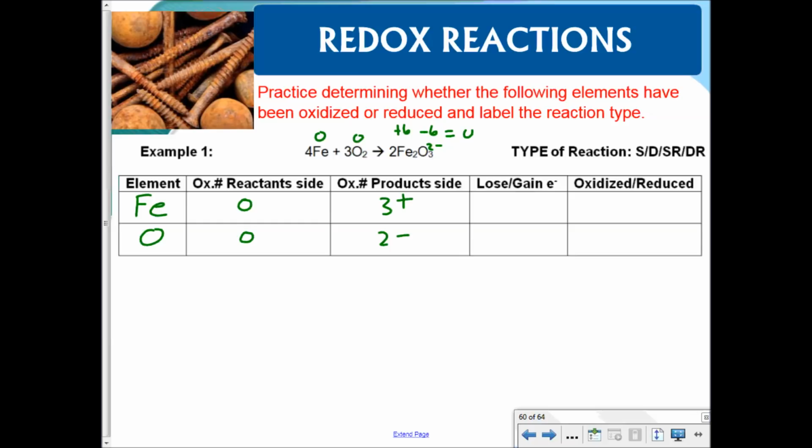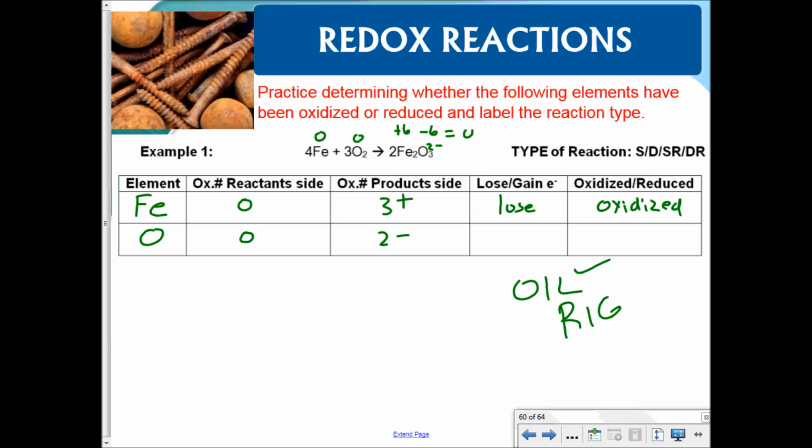Now, let's just focus on iron. If iron has become positive, it was originally neutral and now it has a positive, did it lose or gain electrons? It had to have lost electrons. It loses. And so is that oxidized or reduced? Well, that's going to be oxidized because oxidation is loss. OIL RIG. Oxidation is loss.